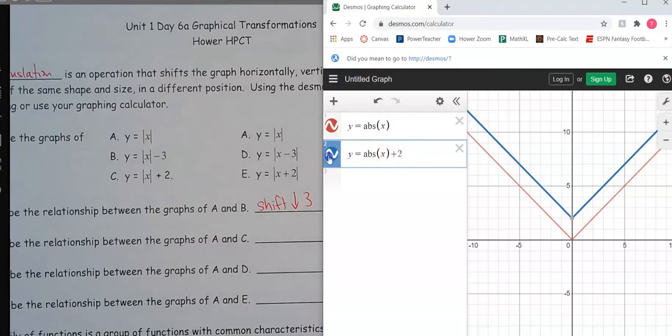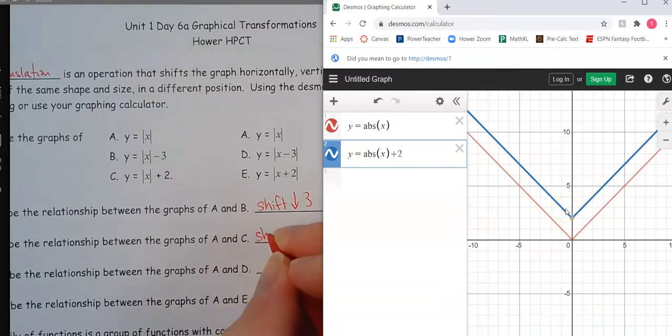Now let's go back and change this to a +2. Again, we'll turn this off. Here's the original, here's A, and there's C with it. If you look, it went up 2 units. So that one was a shift up 2 units.